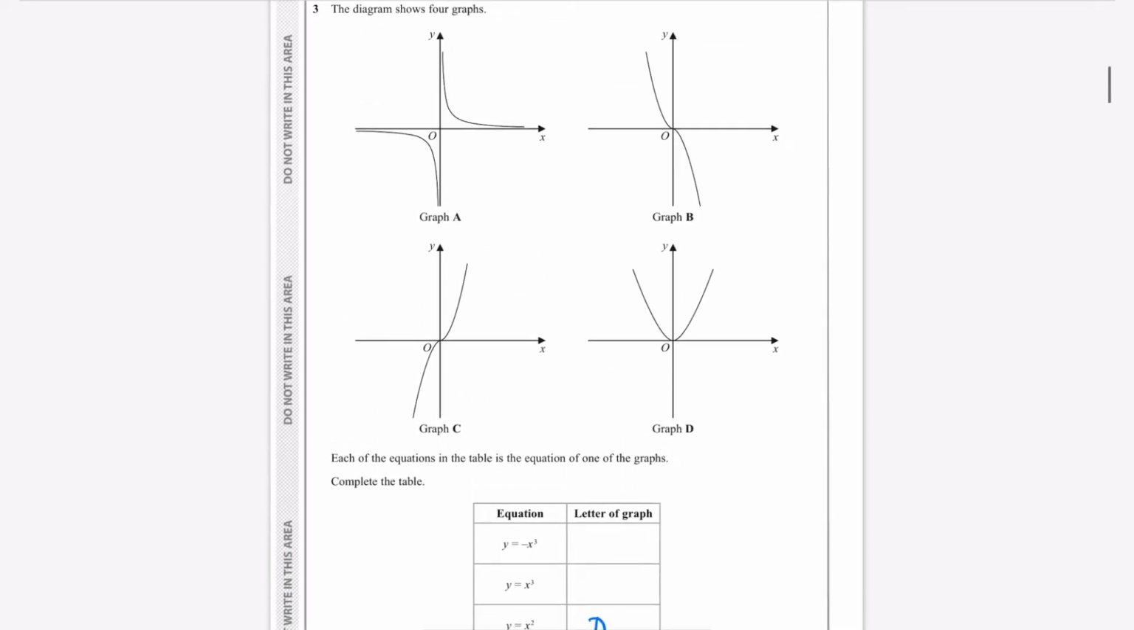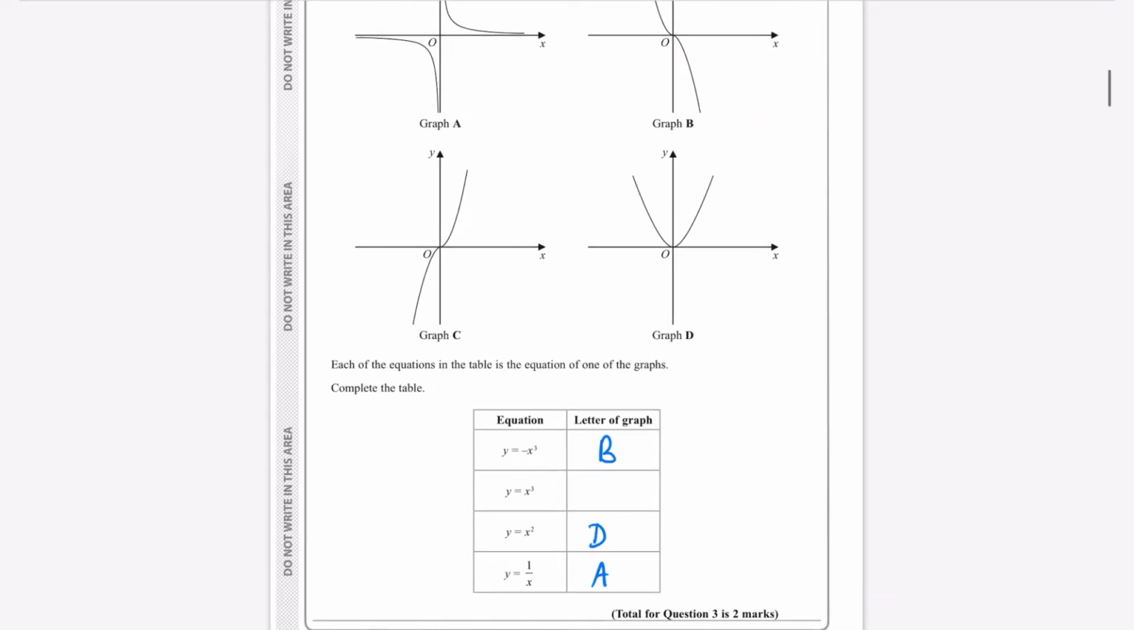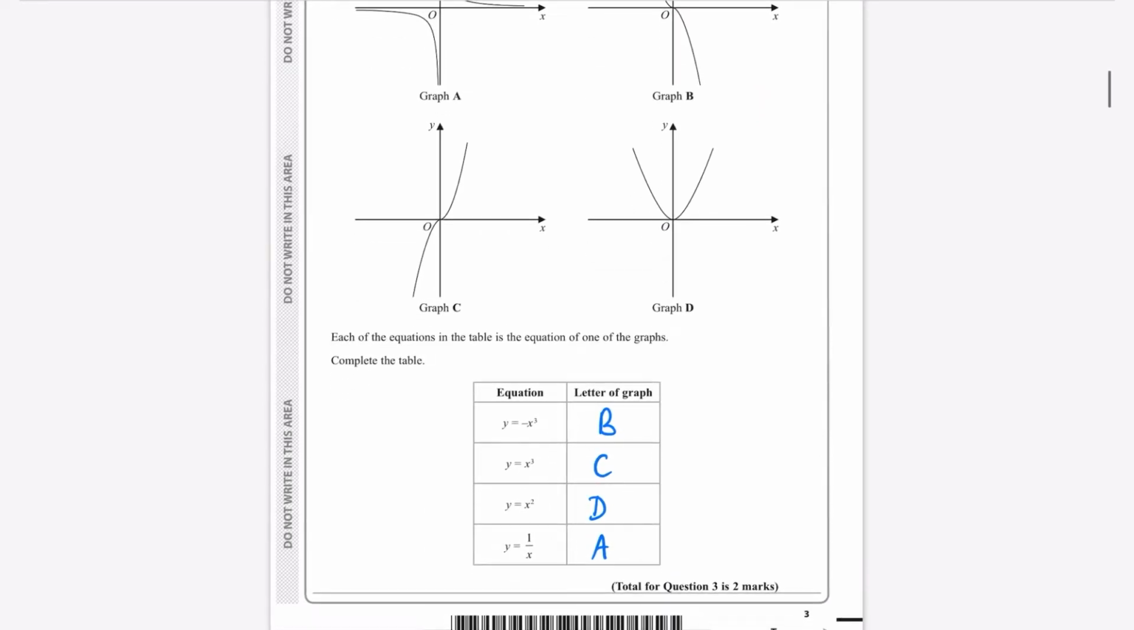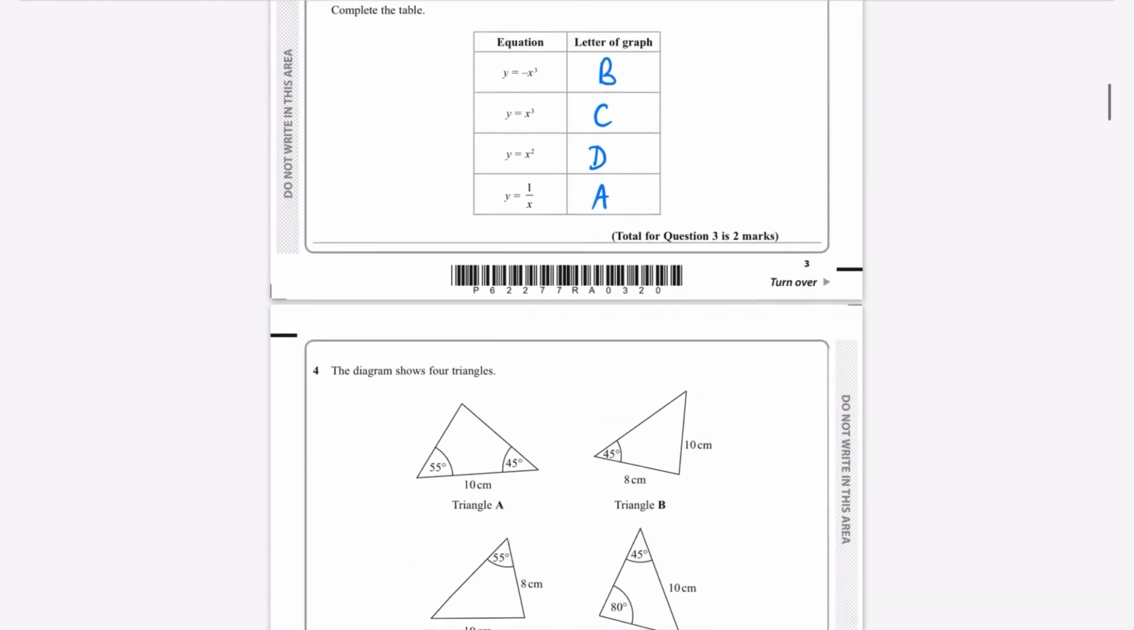Then we just need to decide which of these is with minus x cubed and which one is with positive x cubed. Well, positive x cubed is one that's got almost like that kind of positive correlation, and this one is minus x cubed. So it is B here, and then for this one it is C. So it goes B, C, D, A.